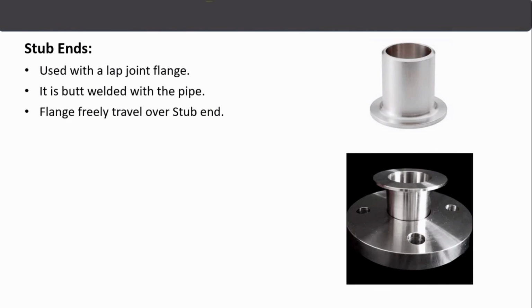Stub end. A stub end is used with a lap joint flange. Here in this image you can see the flange and the stub end. The flange can freely travel over the stub end. So these are the most common types of pipe fittings that are mostly used in piping.